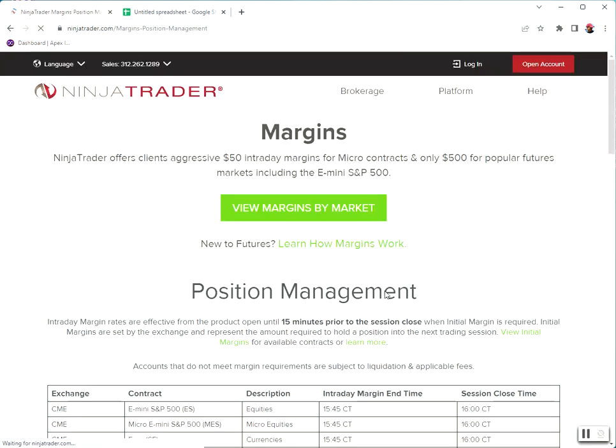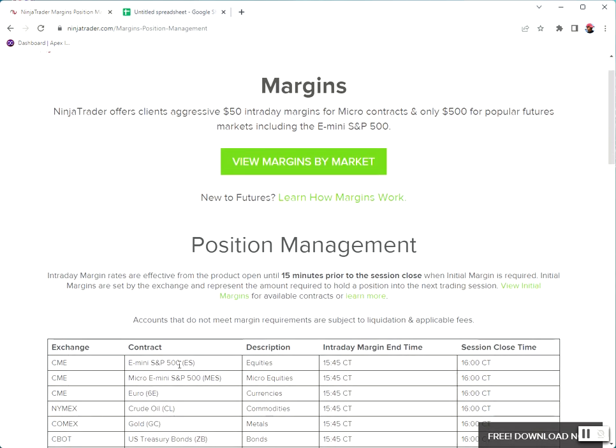Margin is the money that you need to trade one futures contract. Now, for our strategies, we basically trade three instruments. One is gold, E-mini gold. The other one is E-mini crude oil. The last one is E-mini S&P 500.